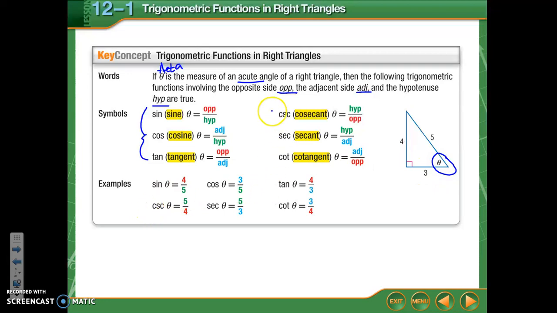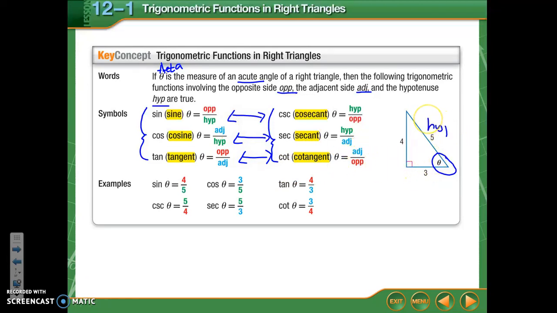Cosecant, secant, and cotangent. These might be new, but notice cosecant goes with sine. Cosecant is the reciprocal of sine. Sine is opposite side over hypotenuse. Cosecant is hypotenuse over the opposite side. Secant goes with cosine. Cosine is adjacent over hypotenuse. Secant is hypotenuse over adjacent. And these ones are easy to remember that they go together, tangent and cotangent. Tangent is opposite over adjacent. Cotangent is adjacent over opposite.